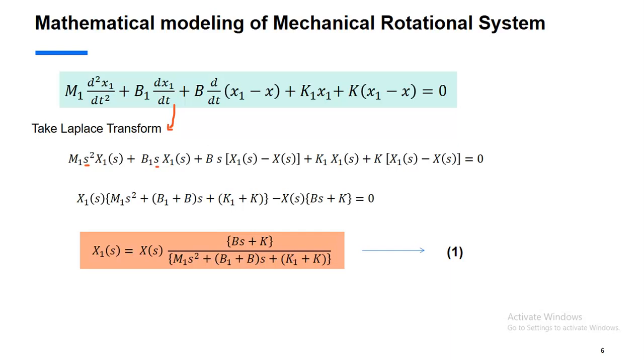b1 s into x1 of s. b into x1 of s minus x of s, because of this d by dt you are finding s here. Then k1 x1 of s, k into x1 of s minus x of s, which is equal to 0. From this, I am taking x1 of s outside and finding x1 of s from this equation. So this is equation number 1.